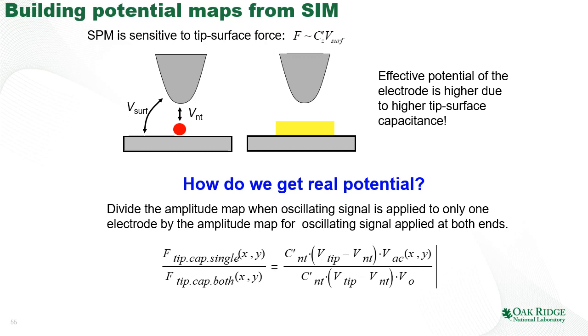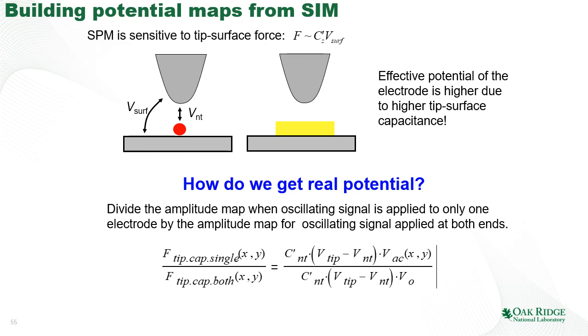But the problem is that that becomes a problem for the quantitative measurements, because in this case the strength of my signal depends on the size of the nanotube or nano-object. So for a small nanotube, capacitance is smaller, so the signal is smaller. For a larger object, the capacitance is larger, and therefore the signal is larger.